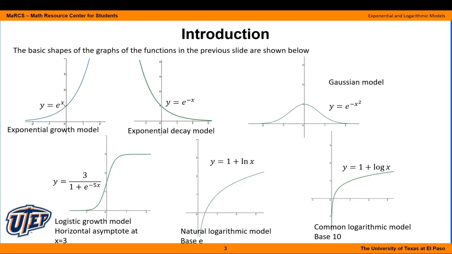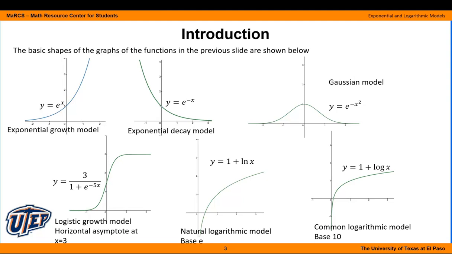This slide shows the general shapes of the 5 models introduced in the previous slide. In the upper left, we see exponential growth. Notice how the graph starts slowly and then increases more and more rapidly. Next is exponential decay. This graph decreases quickly at first and then gradually approaches 0. The Gaussian model has a familiar bell shape. This type of graph appears frequently in statistics because many natural phenomena follow approximately normal distributions.